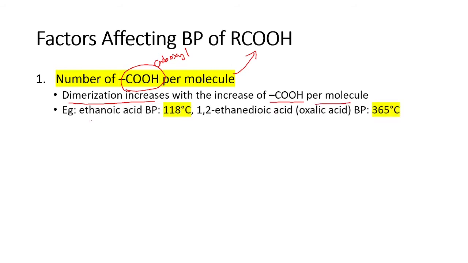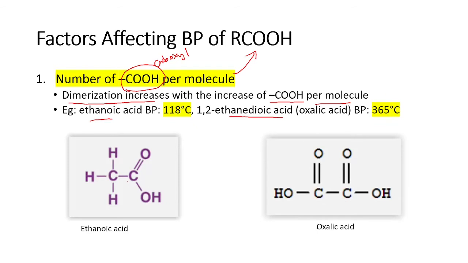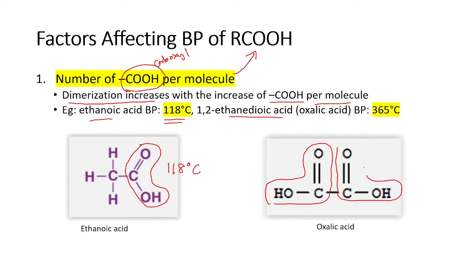For example, ethanoic acid and ethane dioic acid, both are 2 carbon atom. If we look from this picture, there are 2 carbon atom. This one only has 1 carboxyl group. The boiling point is just 118 degrees Celsius, whereby this one is ethane dioic acid. It has 2 carboxyl group, but both have 2 carbon. And this one, it increased to 365 degrees Celsius. So the temperature change is very significant just by having another carboxyl group. So the number of carboxyl group per molecule of the carboxylic acid can affect the boiling point of carboxylic acid.